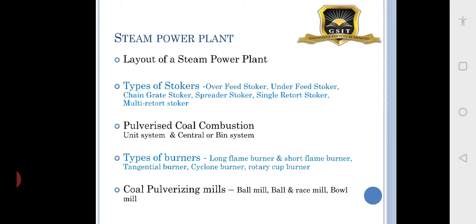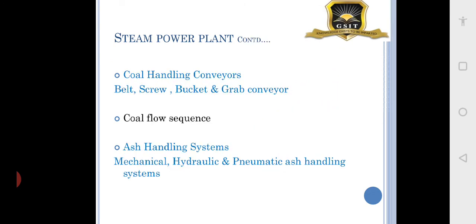Then we look at few burners and coal pulverizing units. We'll also look at coal handling units like conveyors, which are belt conveyor, screw conveyor, bucket conveyor, grab conveyors and all. And lastly, we'll see the ash handling system. Normally Indian coal has somewhere around 20 to 40% ash. Even the imported coal has got 10 to 15% of ash. So that ash will come as a bottom ash or as fly ash, and that needs to be properly disposed. So we will look at the method of ash handling.